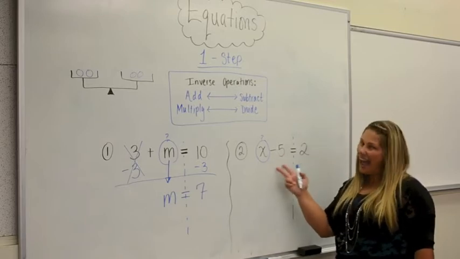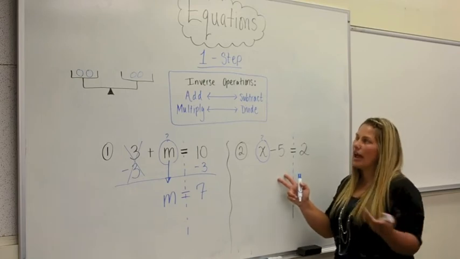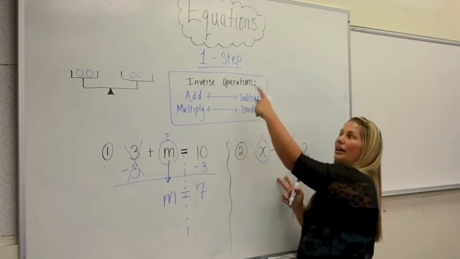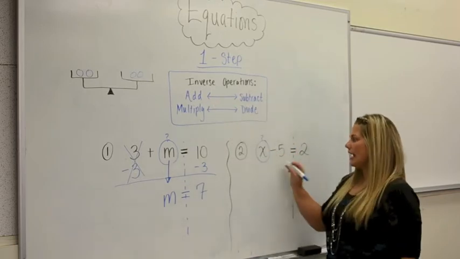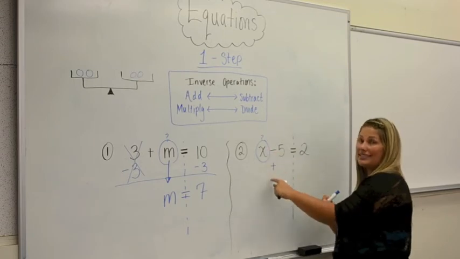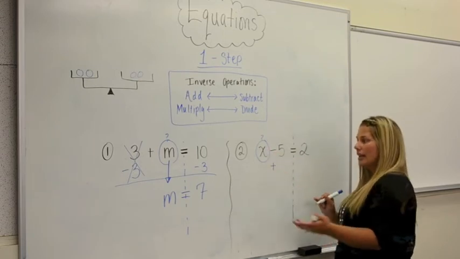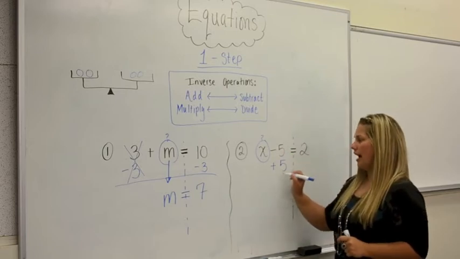So I can't have that minus 5. Well, how do we get rid of a minus 5? Well, remember, the opposite or inverse of subtraction is addition. So under that negative, I'm going to put a positive because different sign, subtract. And in order to get rid of a negative 5, I need a positive 5.